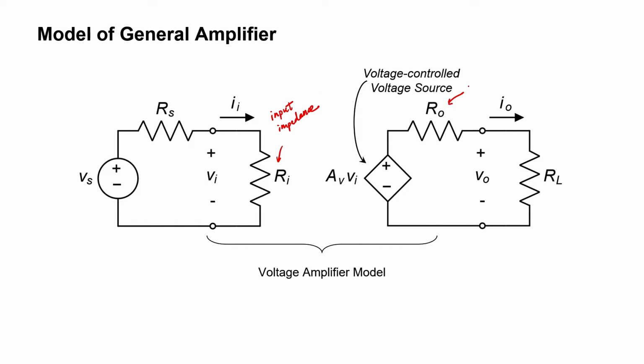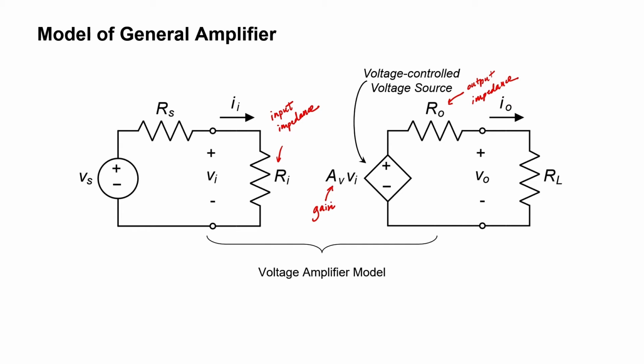The output impedance of this amplifier is given by R sub O. Since we nearly always want the output voltage to be a simple constant times the input voltage, and we don't want any drop from here to here, it makes sense for this output impedance to be as small as possible in a good amplifier. That is to say, in a voltage amplifier, we want to have a small output impedance. The constant A sub V is called the gain. In this case, it's the voltage gain.